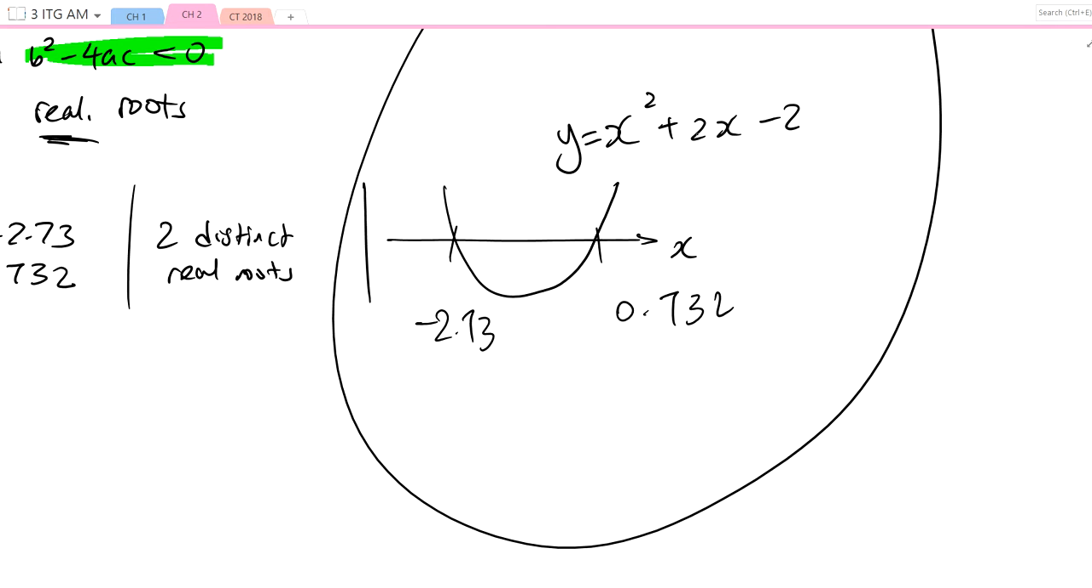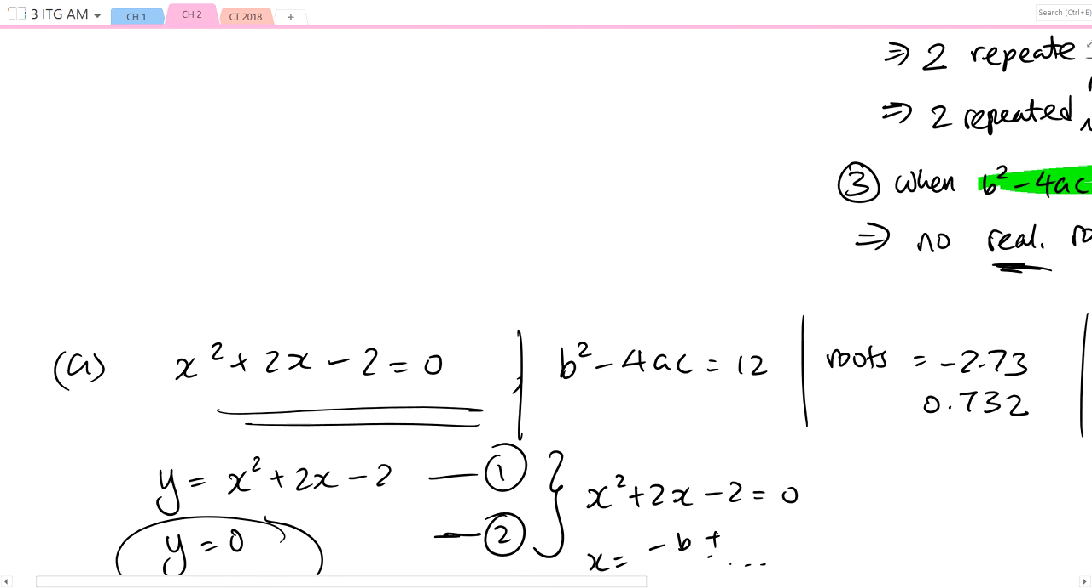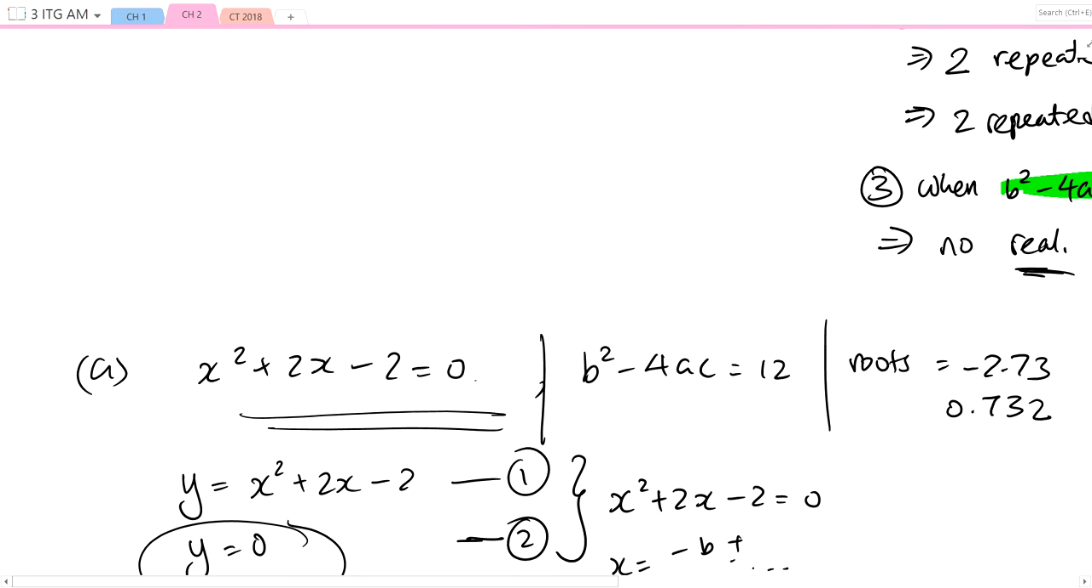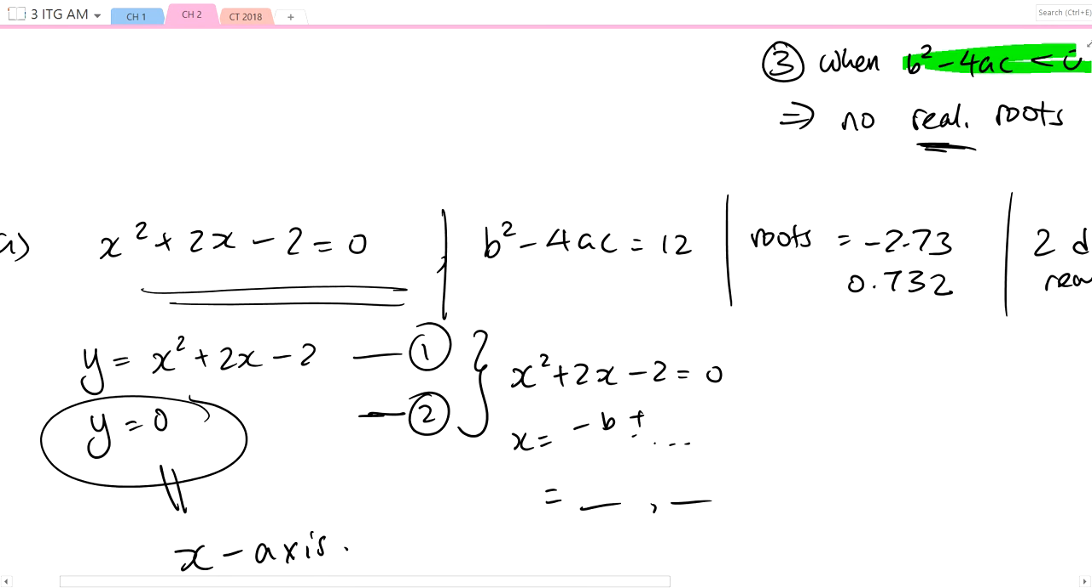You need to remember this. You need to go and play the video again. Listen carefully to my words. Where the graph intersects the x-axis will be the solutions to our equation of x squared plus 2x minus 2 equals 0. Okay? That is called solving them simultaneously.